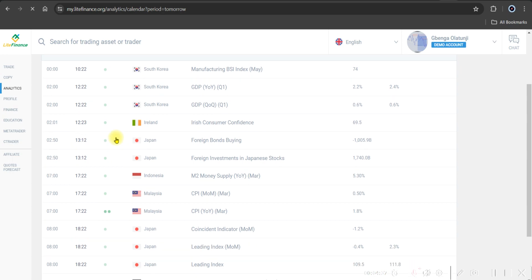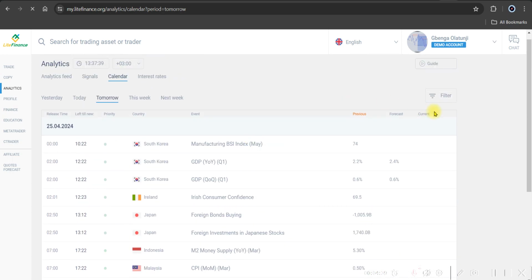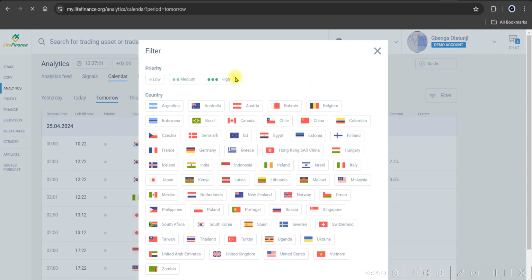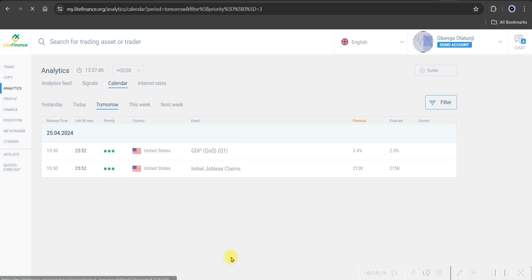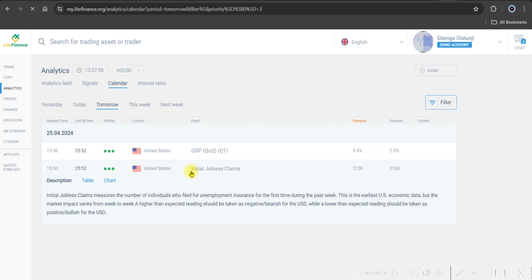These are the fundamentals expected for tomorrow. Then I can filter and change it to only the high impact news. I don't want the medium or anything. So for tomorrow, we have the GDP and initial job claims. This initial job claims is one of those high impact news that moves the market a lot.